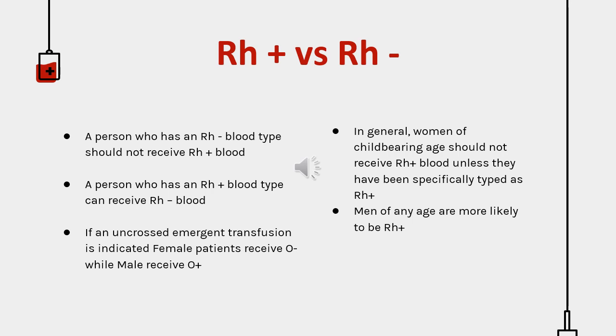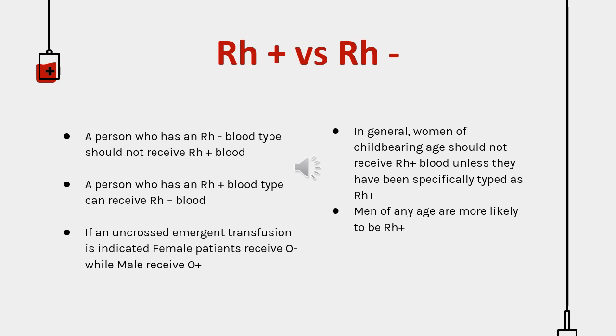In the majority of patients that are going to receive a transfusion of blood, we will type and screen, or we will type and cross that blood specifically, and we will make sure we draw the right blood product out of the blood bank to give to that patient. But in general, Rh positive versus Rh negative. A person who has an Rh negative blood type should not receive Rh positive blood. A person who has an Rh positive blood type can receive Rh negative blood.